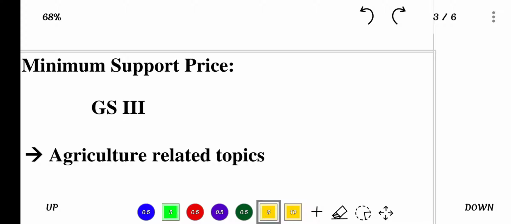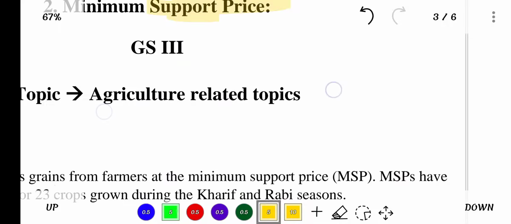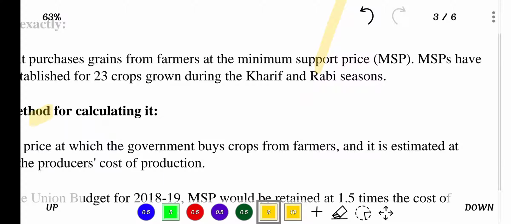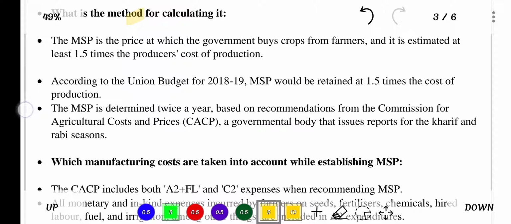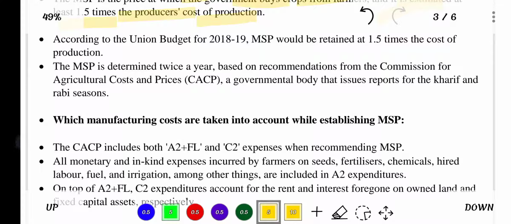So the first topic which we will discuss is the minimum support price. What is the method for calculating it? The MSP is the price at which the government buys crops from farmers, and it is estimated at least 1.5 times the producer's cost of production. According to the Union Budget for 2018-19, MSP would be retained at 1.5 times the cost of production.